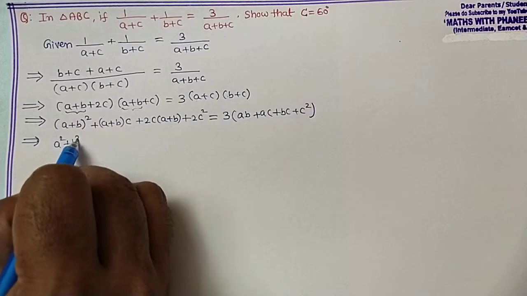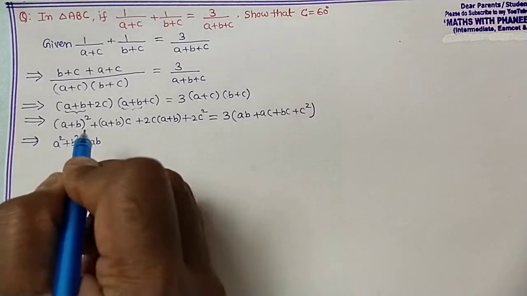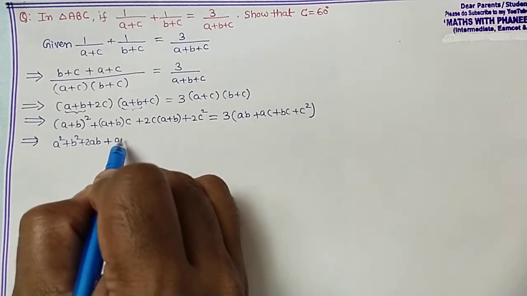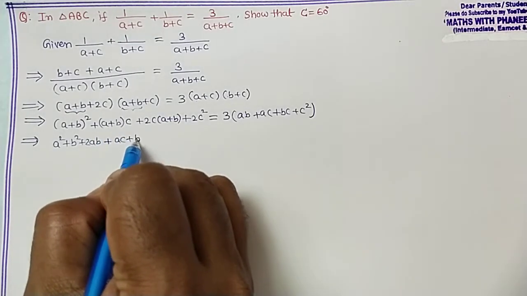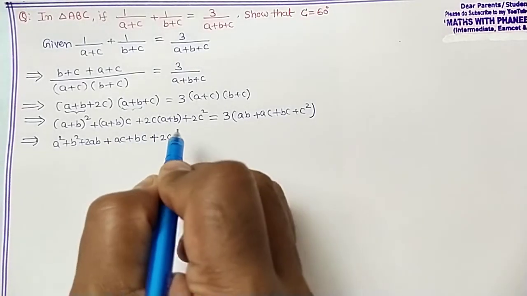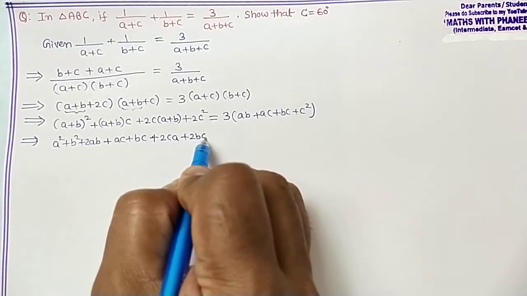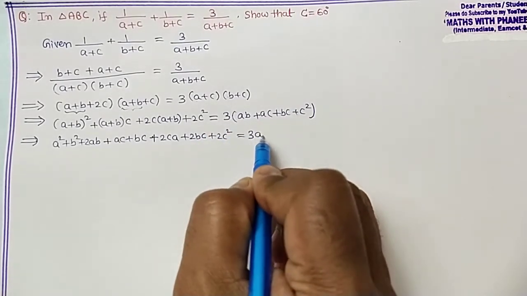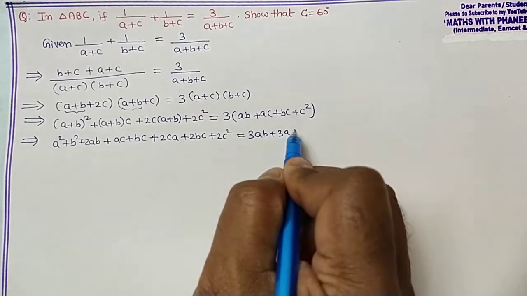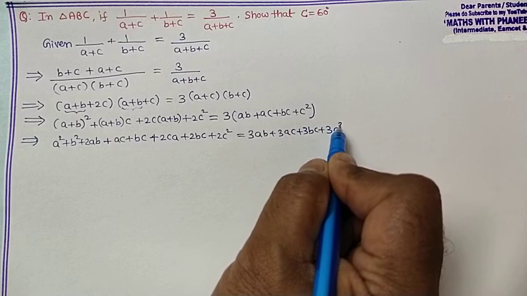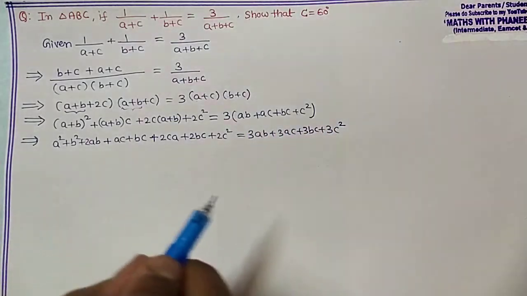square plus b square plus 2ab plus ac plus bc plus 2ca plus 2bc plus 2c square equal to 3ab plus 3ac plus 3bc plus 3c square. Just simplification, that's all.